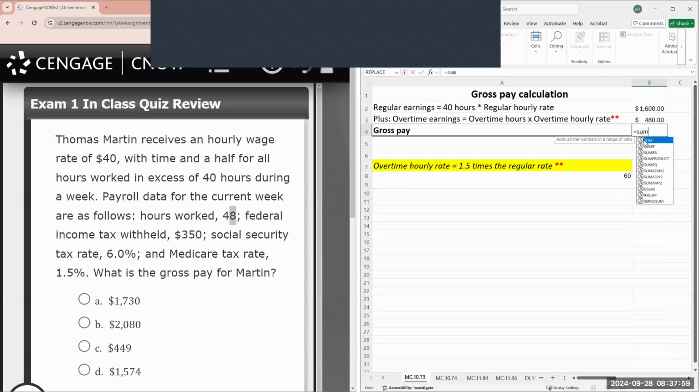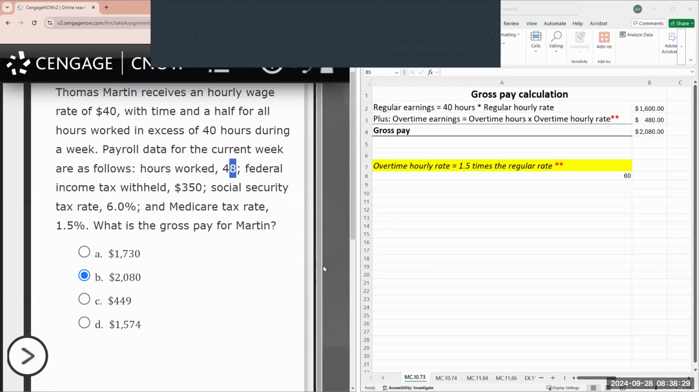So therefore, our gross pay is 1,600, which is 40 hours multiplied by our regular hourly rate of $40, plus our overtime hours of 8 hours, because the problem says that he worked 48 hours. So 8 hours multiplied by our overtime hourly rate, which is 1.5 times the $40. So therefore, the total gross pay in the scenario is $2,080.